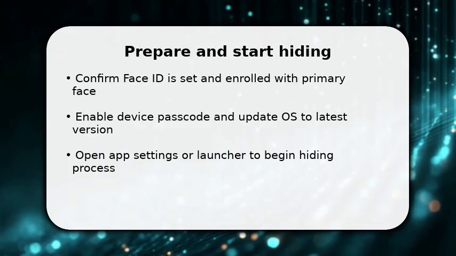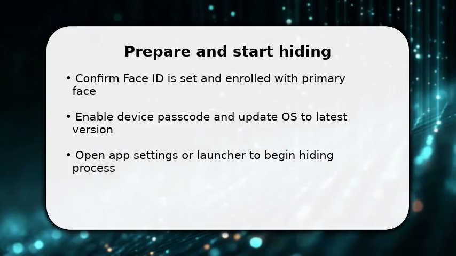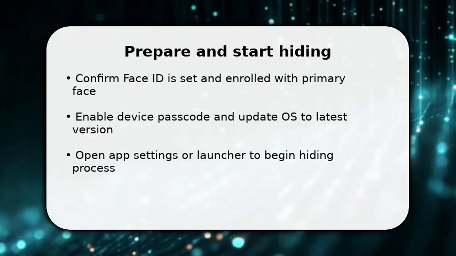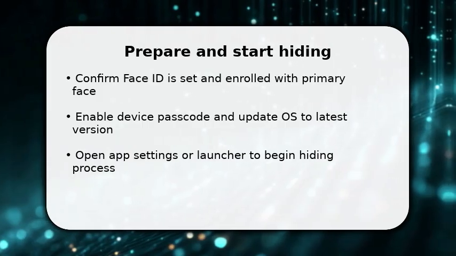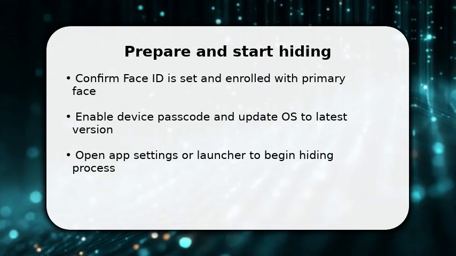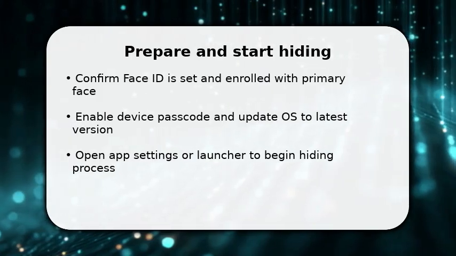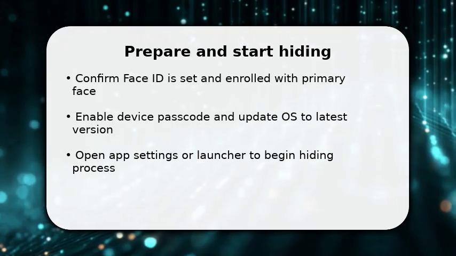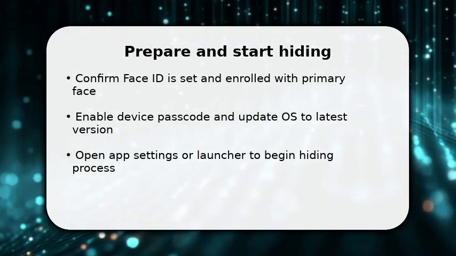You'll start by confirming Face ID and a secure passcode are active. This prevents lockouts later. Once done, make sure your device runs the newest OS so compatibility is solid. Next, open the app or launcher settings and locate the Hide or App Lock feature. If it's an app, grant required permissions.